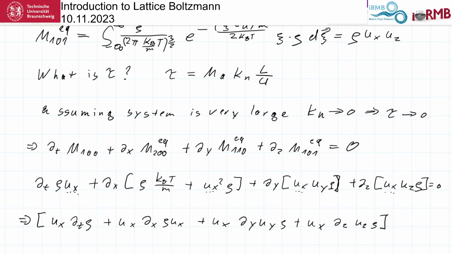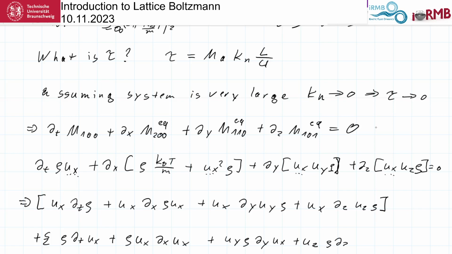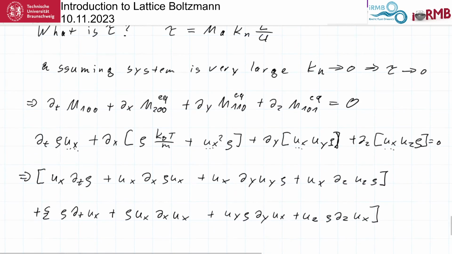So and now we have to do all of this in the opposite direction, plus, so I take different brackets here, rho dt ux, so this is the other part of the product rule, obviously. So what we have been missing more is rho ux dx ux plus uy rho dy ux plus ux rho dz ux. So all of them are just now derivatives of ux.